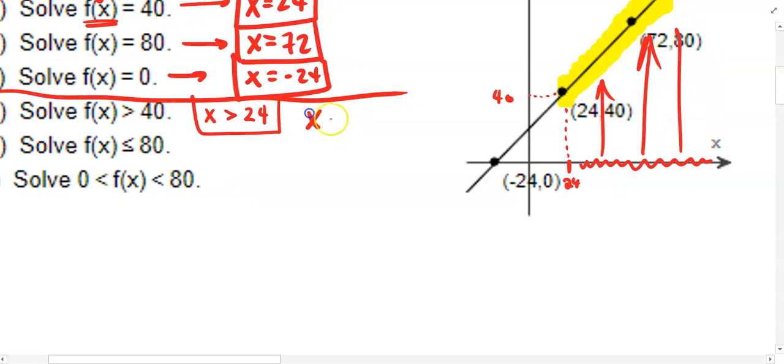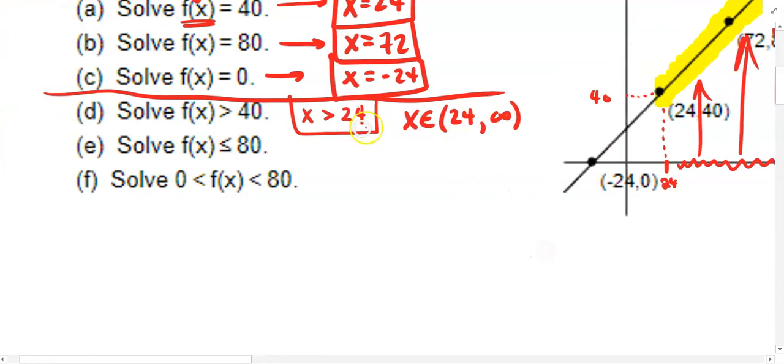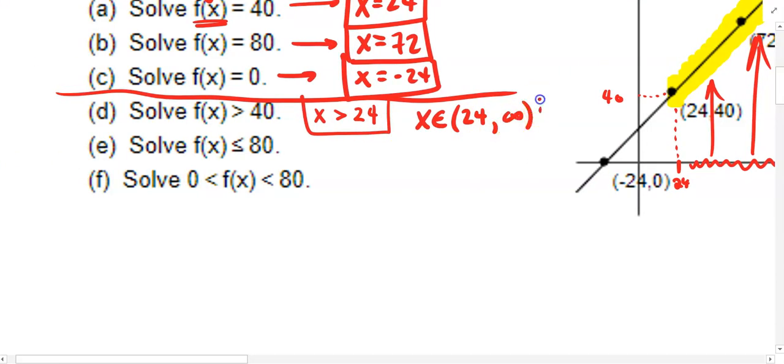So we'll remind ourselves that in interval notation we would say that x must exist for all numbers greater than 24 as we approach infinity. I personally prefer this answer better because we use interval notation more frequently. However, I think Math Excel in this case does ask for our results in inequality notation.